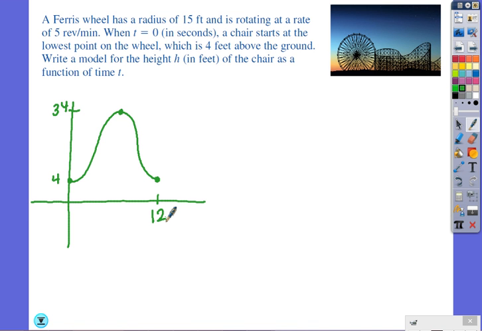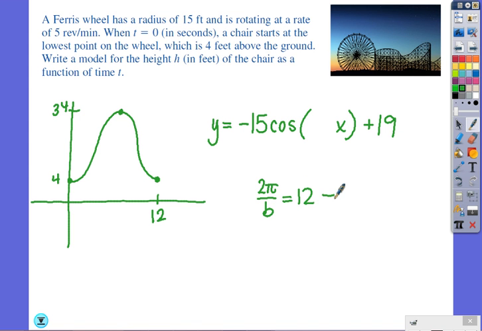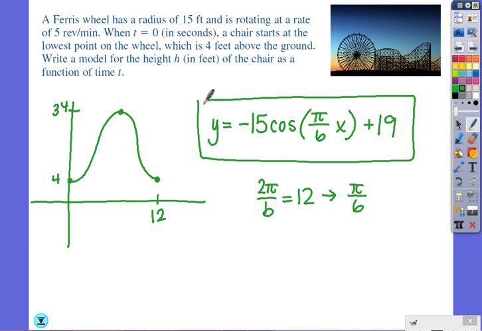All right. I wound up with this. Since it was reflected, did you get the negative in there? Negative 15 cosine. We had to shift it up 19. And then 2 pi over b had to equal 12. So I think b is going to be pi over 6 again, right? 12 seconds per revolution. We fit in 5 in a minute. Yeah. That's what we're looking for.